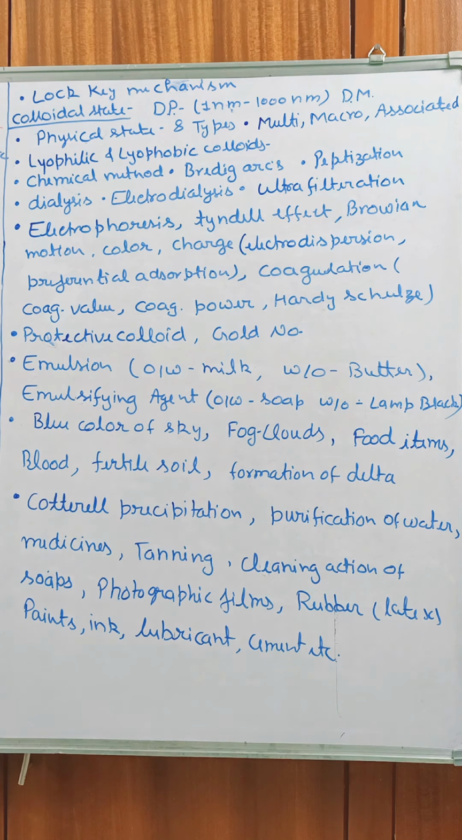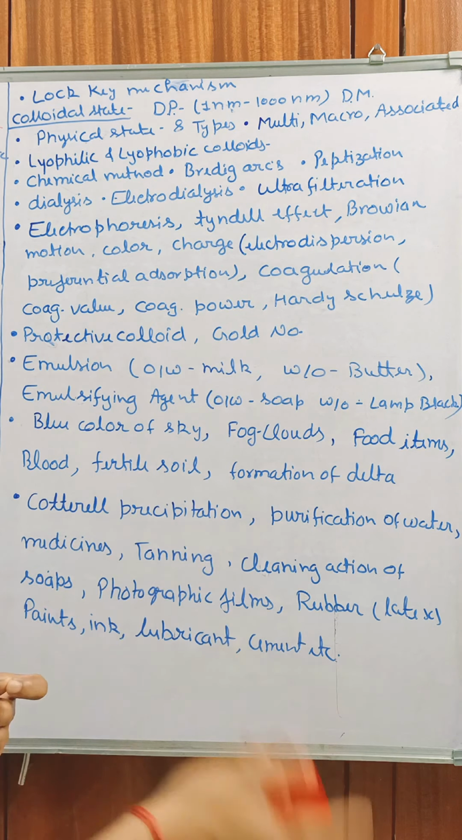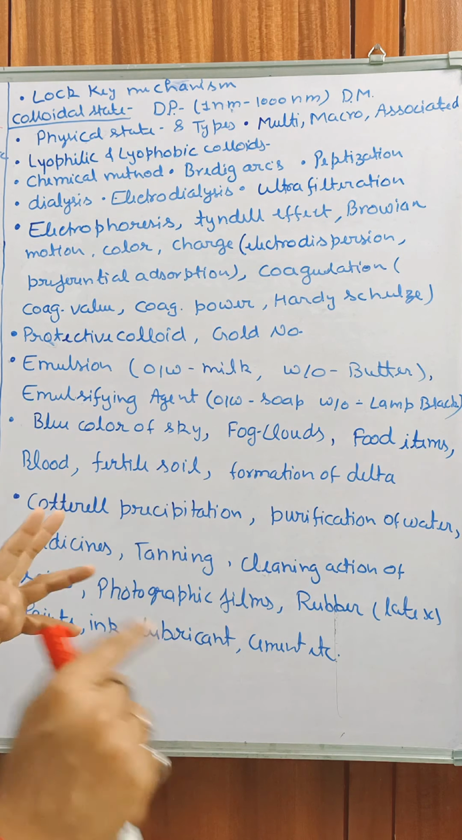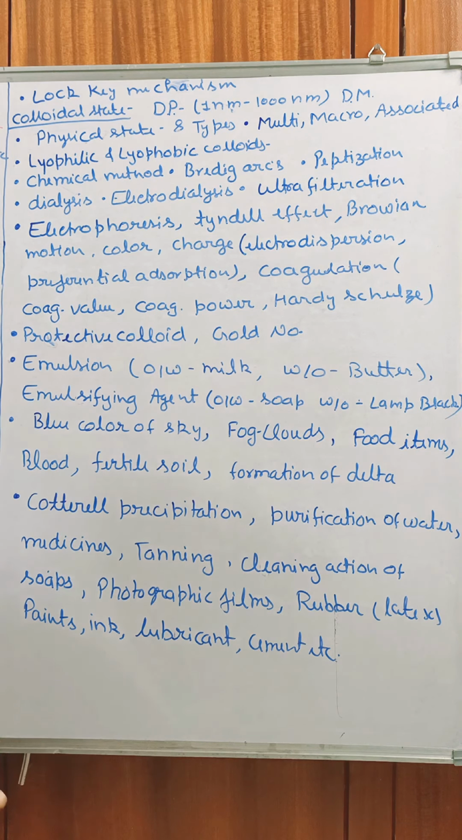On the basis of physical state, we have 8 types of colloidal systems: solid in solid, solid in liquid, solid in gas, liquid in solid, liquid in liquid, liquid in gas, gas in solid, gas in liquid. But gas in gas is not possible, because gas is always a homogeneous system, and a colloid has to be necessarily heterogeneous.